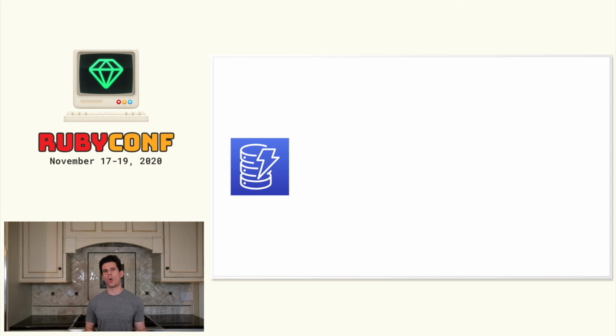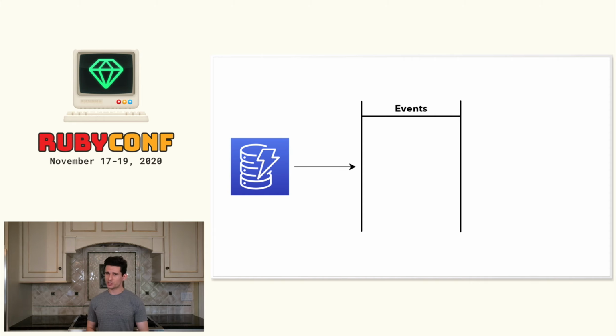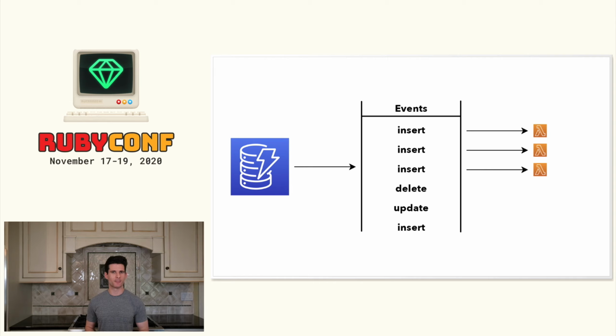DynamoDB offers what they call an event stream. The event stream is a flow of information about the changes to the items in your table. It captures things like inserts, updates, and deletes. Even better, we can easily hook up Lambdas to fire off at any one of these events.